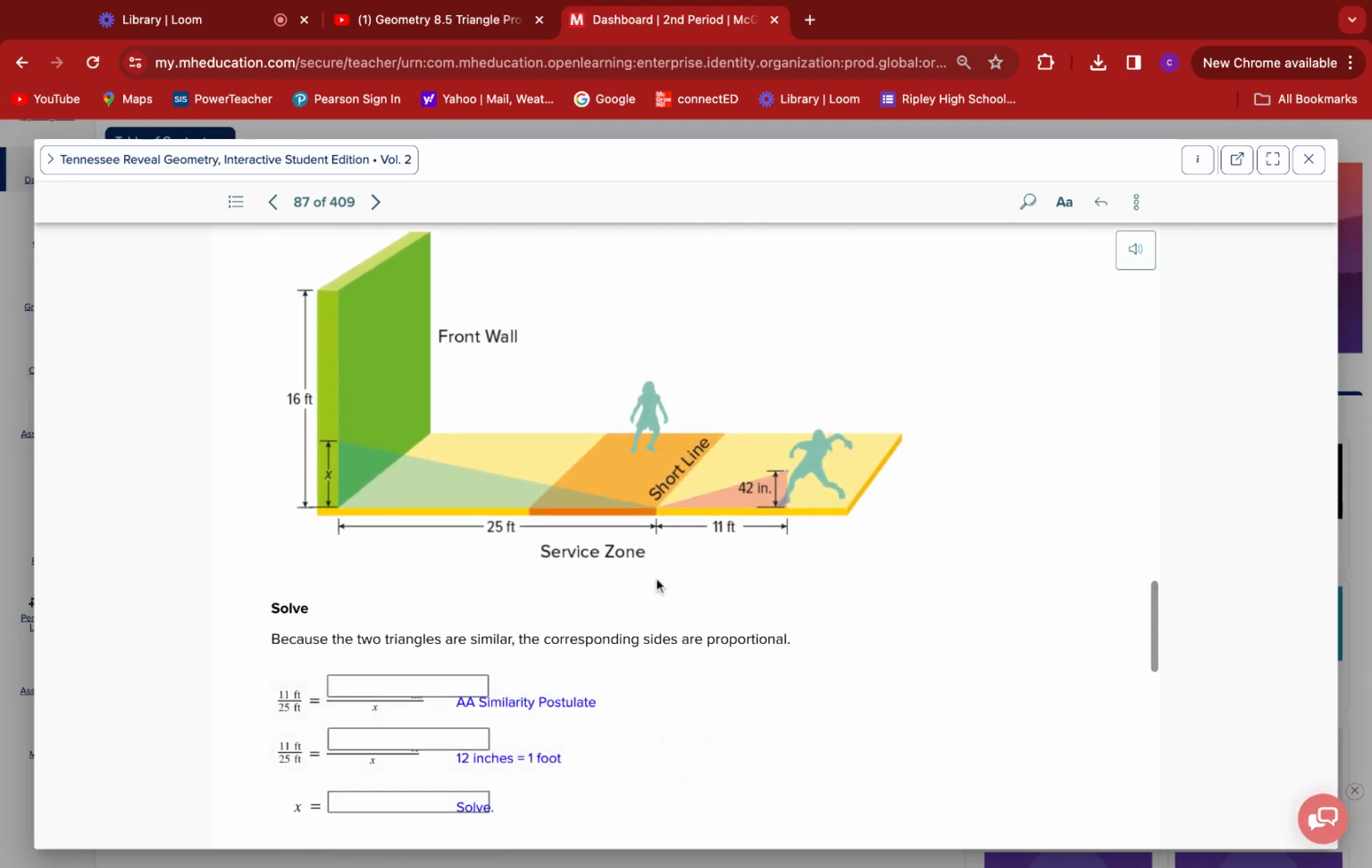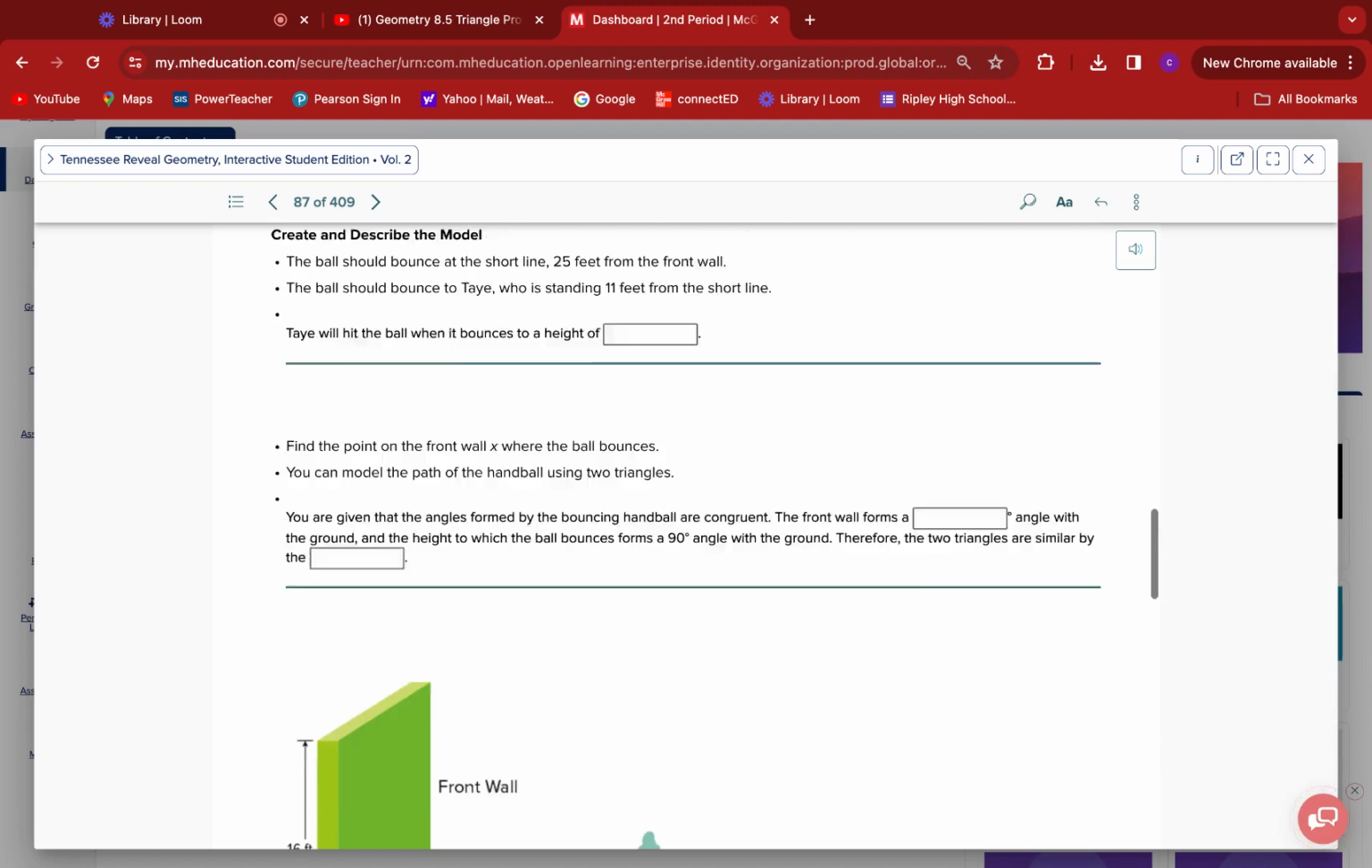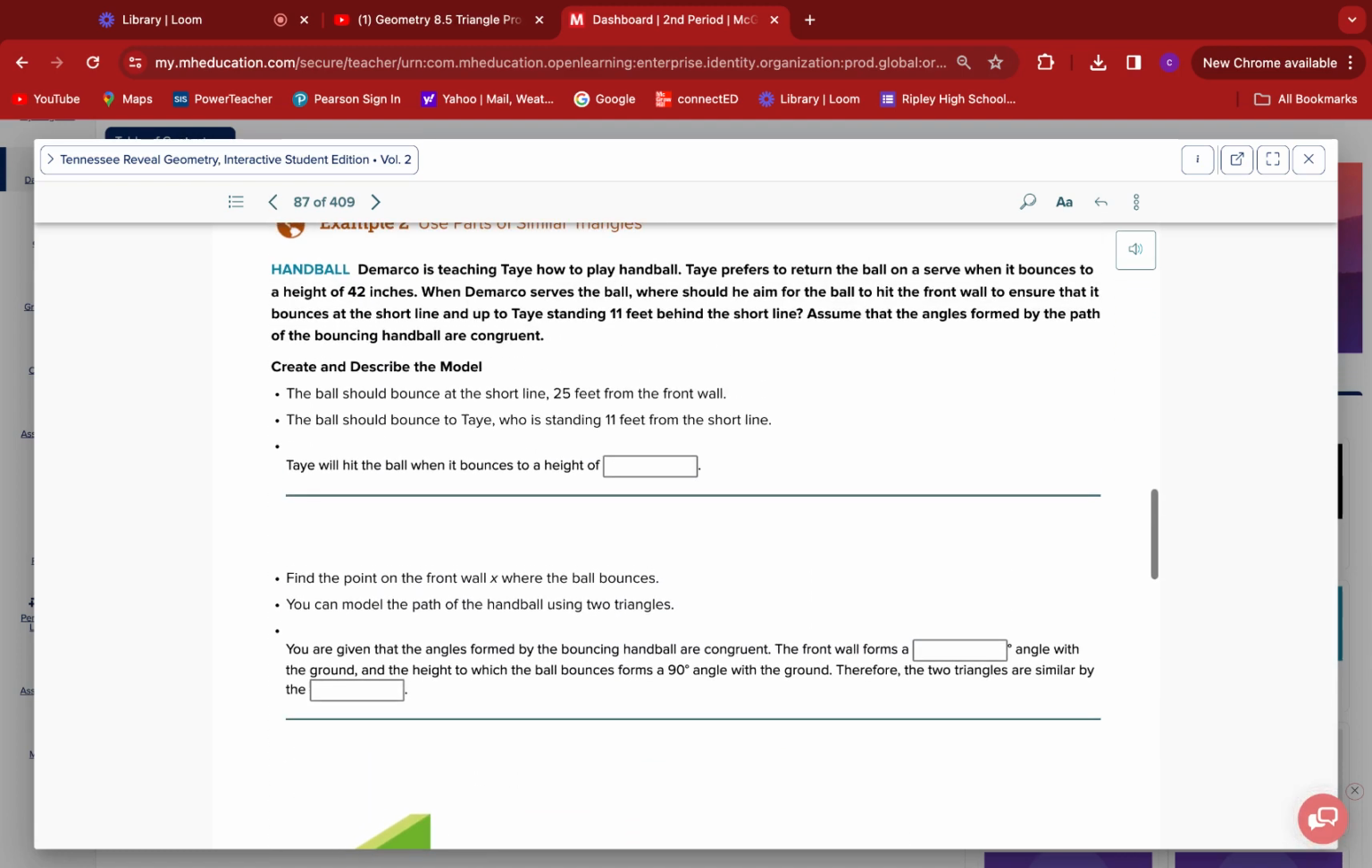I have to look down here. Okay, so I've got what appears to be two similar triangles. This little pink triangle, that's feet. This is 42 inches, and then there's the hypotenuse, and I got 25 feet, X feet, and then there's your hypotenuse. I'm a visual person, so I needed to see it. Okay, create and design, describe the model. There it is.